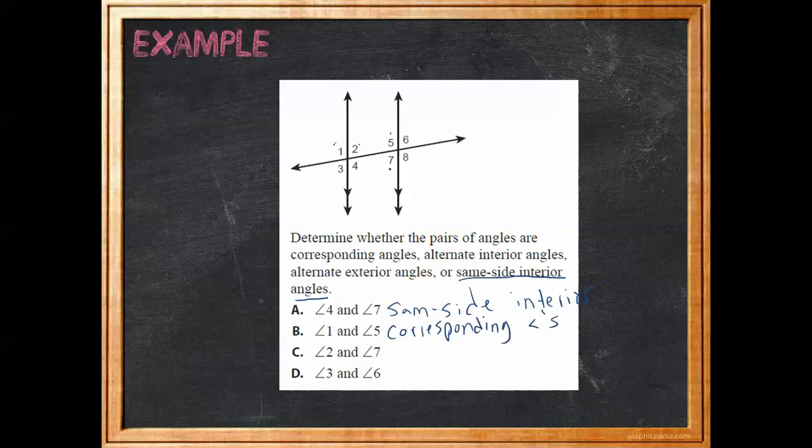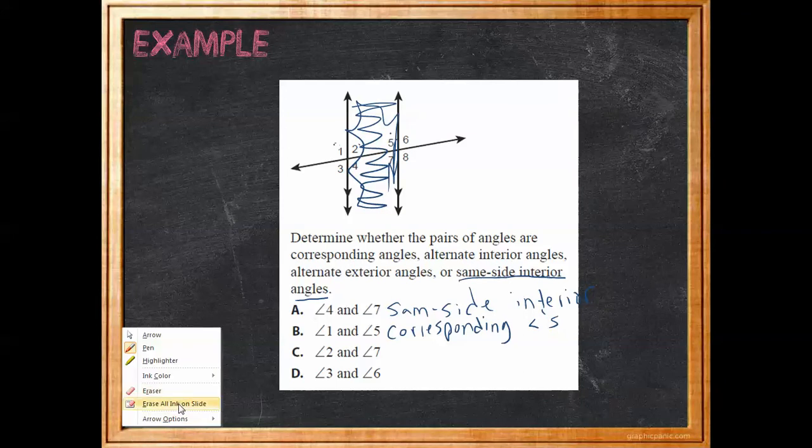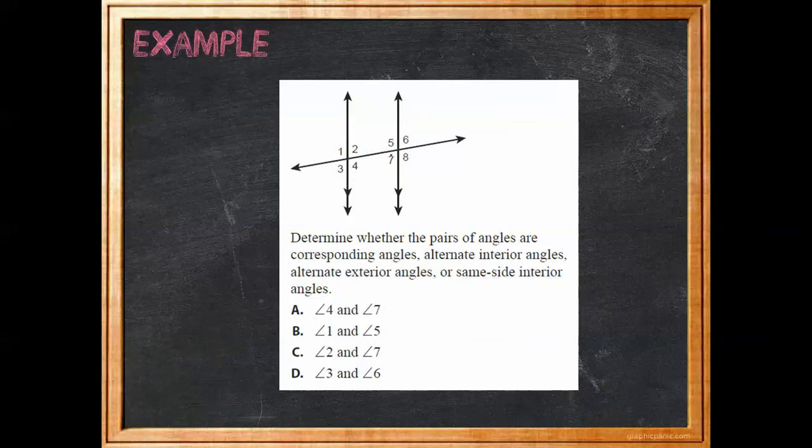Angle 2 and angle 7, all right? If we look at angle 2 and angle 7, they're both on the inside of the parallel lines, so we know that they're both interior angles. And if we look at where they're at on the transversal, they're on opposite sides. So we know that these are alternate interior angles.